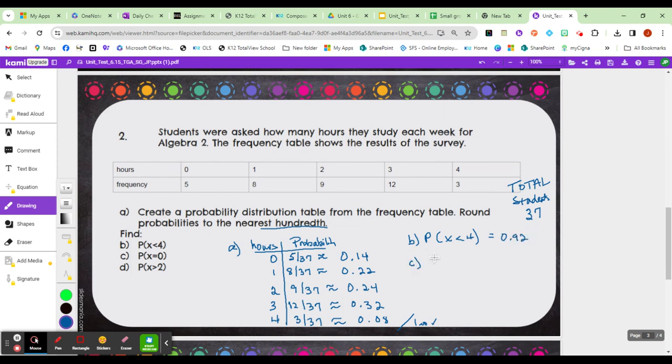C is asking me for the probability that students studied exactly 0. So you just take your probability for 0 and you just answer that one. You don't have to add anything up there because it says equals 0. And then D says, what is the probability that the student studied more than 2 hours? So more than 2 would be 3 or 4 hours. So I'd add up the 0.32 and the 0.08, and that's going to get me 0.4.